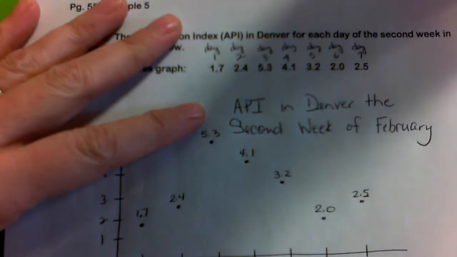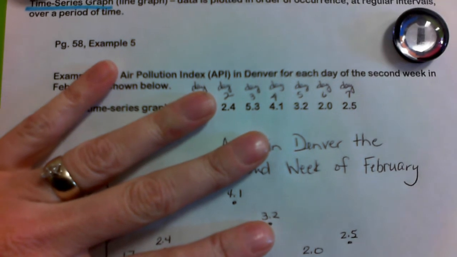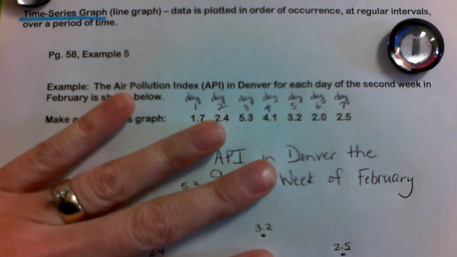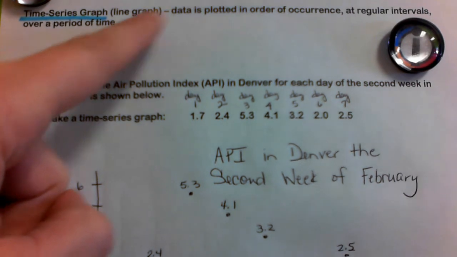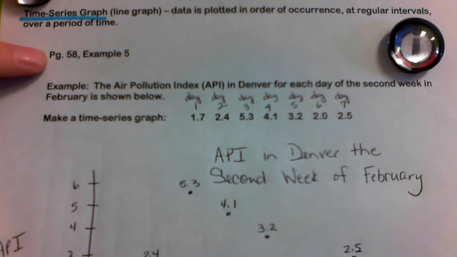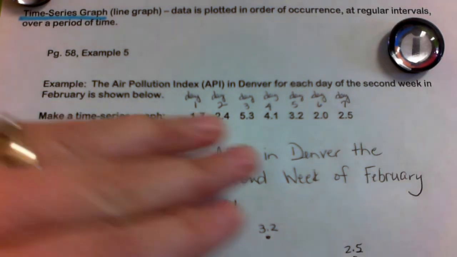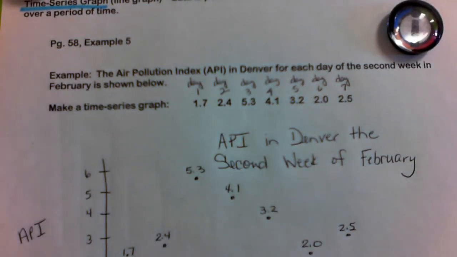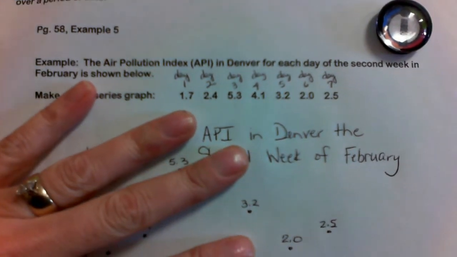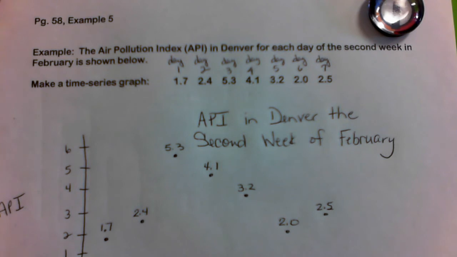Then the last type of graph that is given in 2.2 is what is called the time series graph. Okay, so this is a line graph. Data is plotted in order of occurrence at regular intervals. So again, a good example to look at in your book is on page 58, example number 5. It gives your data and it shows you how to create that time series graph. So, in your book, page 58, example 5, there is a time series graph example in the section that you can follow.